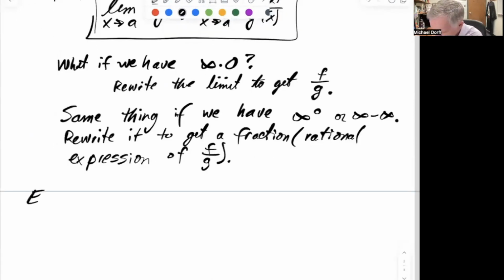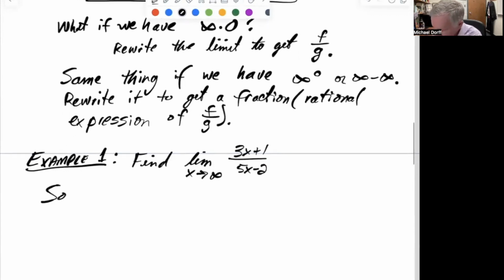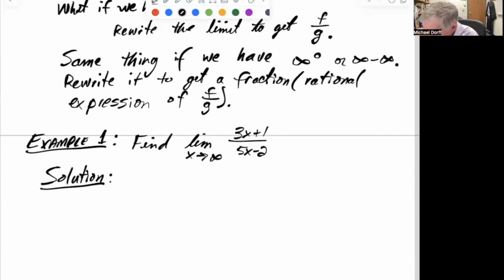All right, so here's an example, example number 1. Find the limit as x goes to infinity of (3x + 1) over (5x - 2). Now, this may look familiar to you because many lessons ago, we evaluated this one. We were able to figure out what this limit was. So what did we do before?